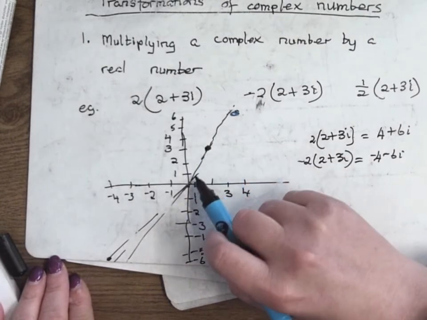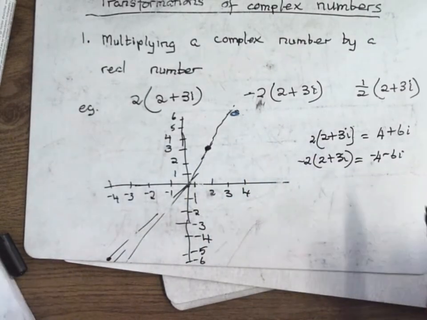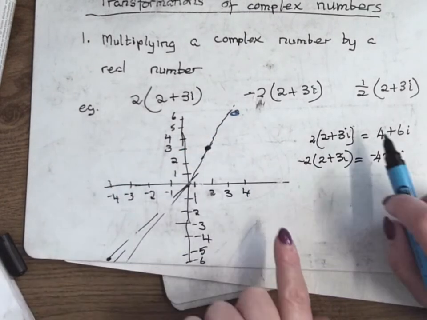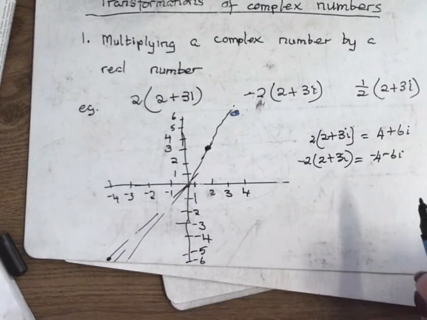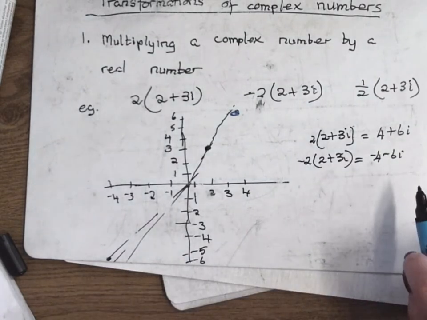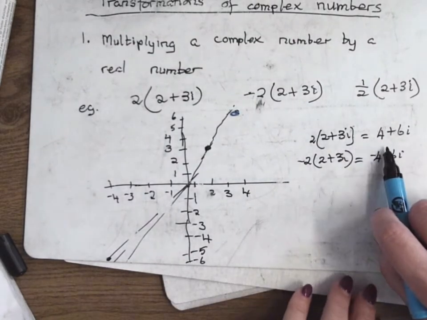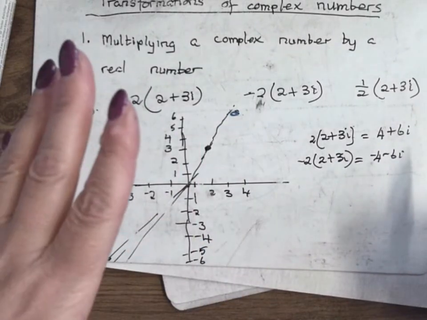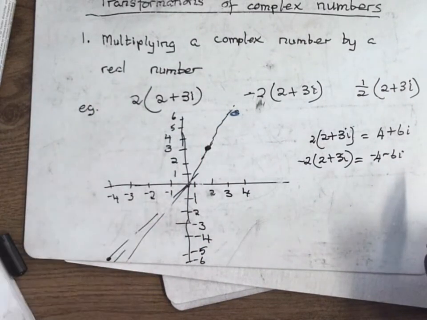2 plus 3i, if you got the modulus of that, it would be the square root of 13. And if you got the modulus of this, it would be 2 times the square root of 13, right? So it's now twice as far from the origin. It's on the same line, right?